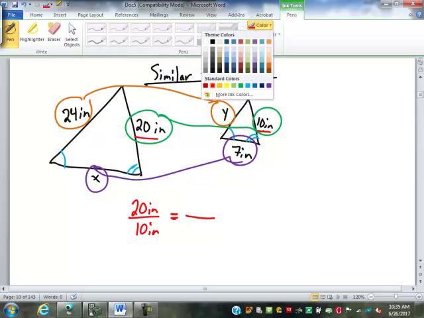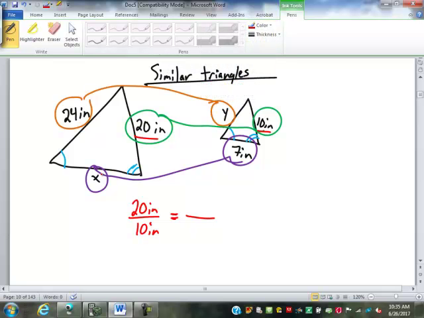Now if I want to find X first, I need to figure out, does X have to go on top or bottom in this ratio? Well, it has to go on top. Why? Because it is from the same triangle as the 20 is. What then would go below the X? The 7 inches, because that is the corresponding side from the other triangle.